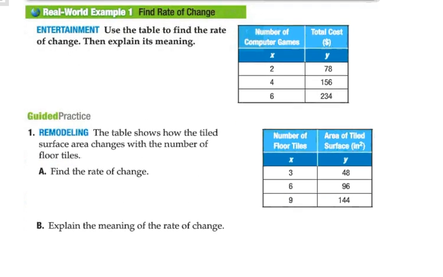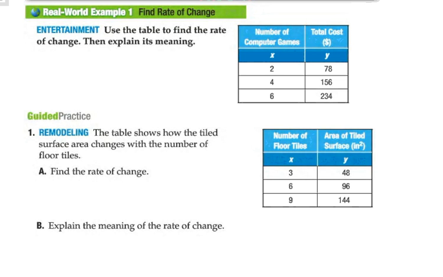So let's go ahead and try that. We're going to use the table to find the rate of change, and then we do have to explain its meaning. So let's compare what we're talking about. We're dealing with the total cost versus the number of computer games. So again, we're going to look at how much does it cost per one computer game.